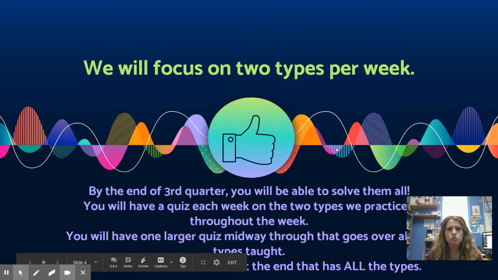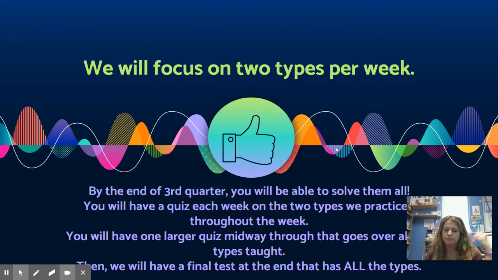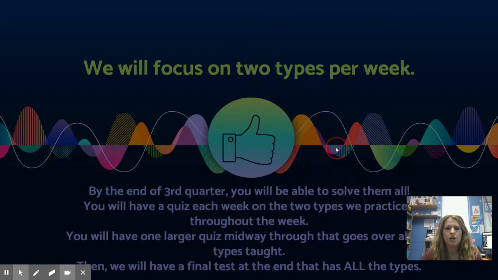We're going to focus on 2 types of analogies per week throughout the quarter. Throughout the quarter, you'll have quizzes each week on those 2 particular types after we've practiced with them. And then midway through, we'll have a big review quiz where we go over all of the types that we've done so far. And then at the end of the quarter, we'll have a big analogy test where we have all the different types of analogies. But until we get there, we'll be working in small chunks.